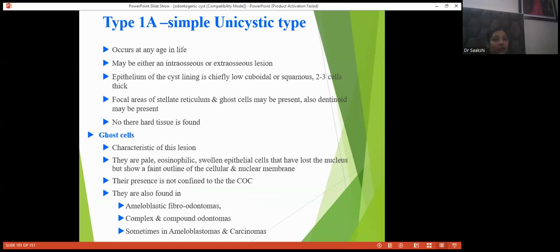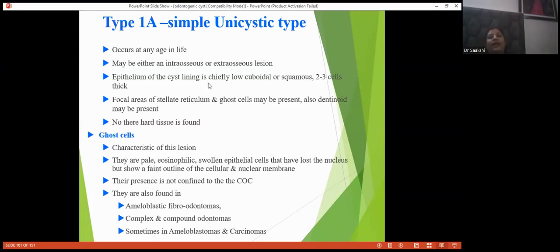Again, it's a very important question. You can get it as a short one or as a long one. Like, you can get define and classify cyst and describe COC in detail. Okay. So in that you have to give the classification and definition. You also have to mention the parts of the cyst. Then you will go for the calcifying odontogenic cyst. Right? It may be either an intraosseous or extraosseous lesion.